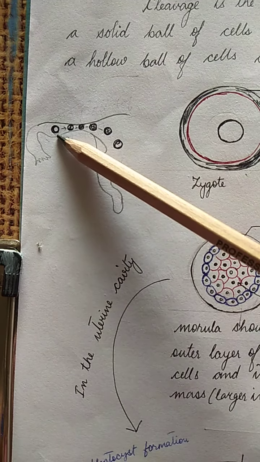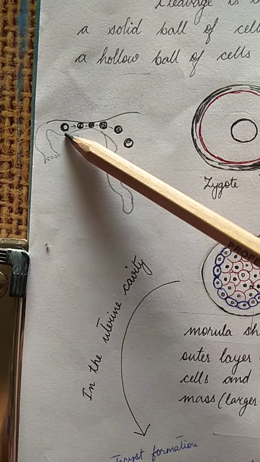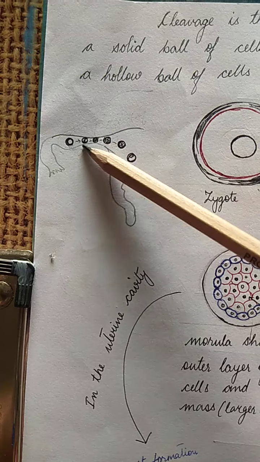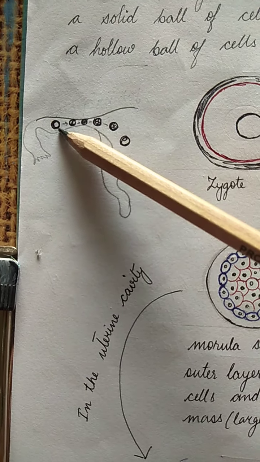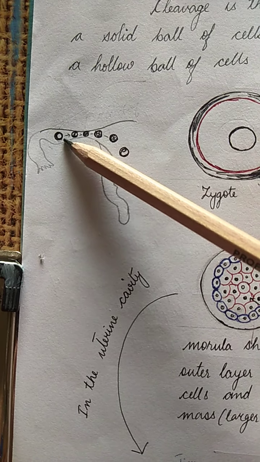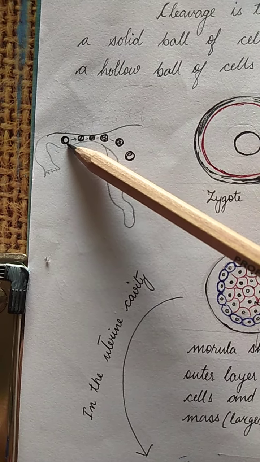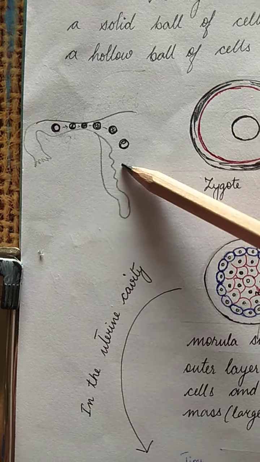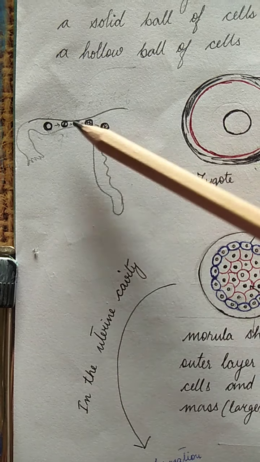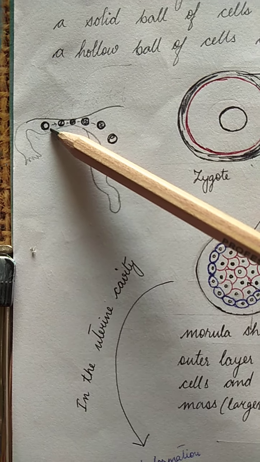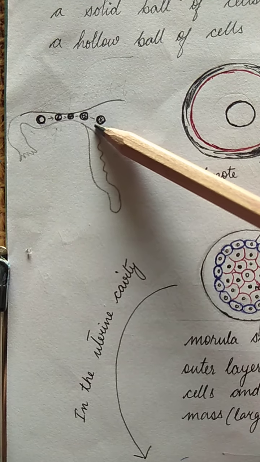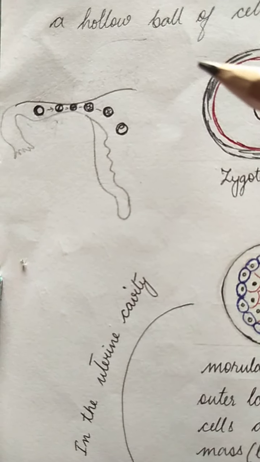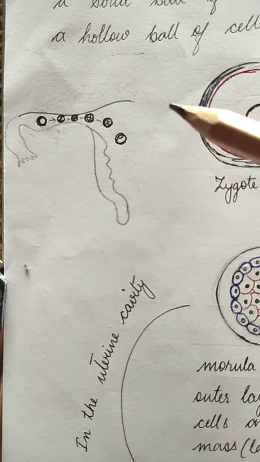After fertilization, which takes place inside the ampullary region of the fallopian tube, a diploid zygote is formed. The zygote then passes through the fallopian tube to reach the uterus. As the zygote passes through the fallopian tube, cleavage takes place, that is, repeated mitotic division.